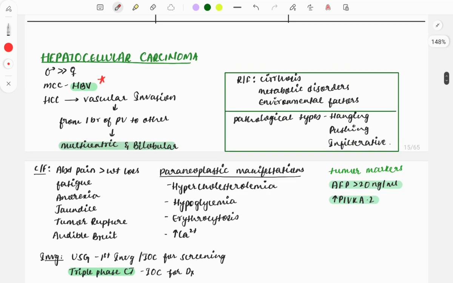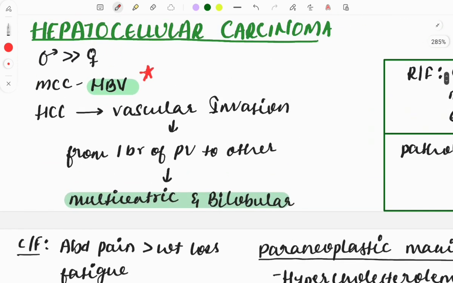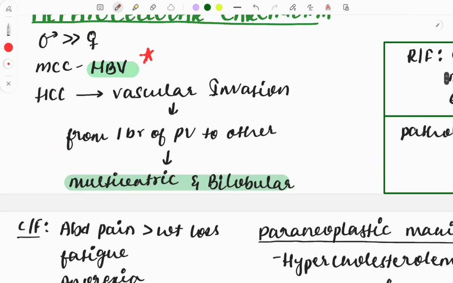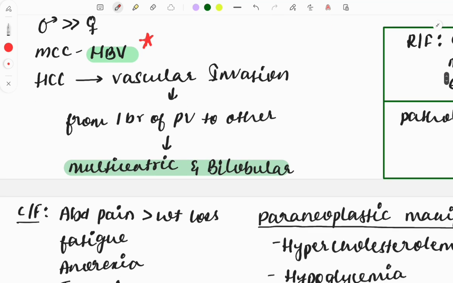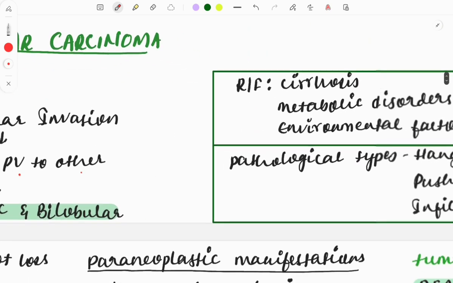Now speaking about hepatocellular carcinoma, we'll discuss all the important things which you must know for the exam. Firstly, it is most common in males, and the most common cause is HBV, hepatitis B virus. Okay. Then in HCC you can see vascular invasion, that is, from one branch of the portal vein it spreads to the other branch of the portal vein, involving the whole liver. Okay, so it is multicentric and bilobular. Both lobes of the liver will be involved in hepatocellular carcinoma.